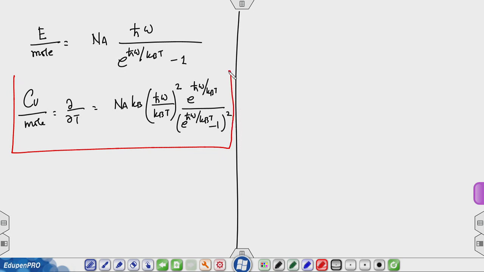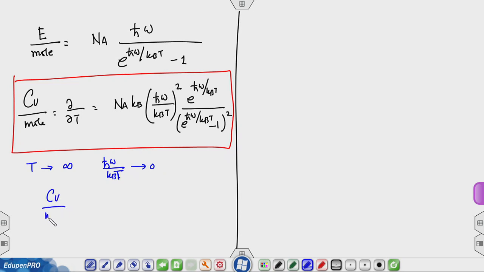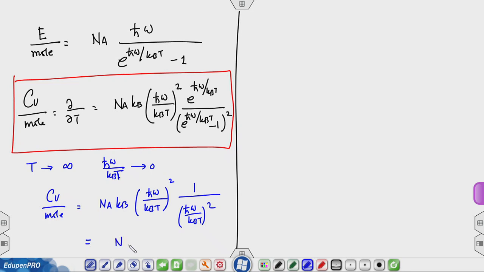And let us see its behavior as temperature goes high and temperature goes low. So, if we take T going to infinity, very large, then h cross omega by kBT is very small, goes to 0, and Cv per mole is equal to Na kB times, I get 1 here, this is square, divided by h cross omega over kBT whole square. So, this comes out to be Na kB.